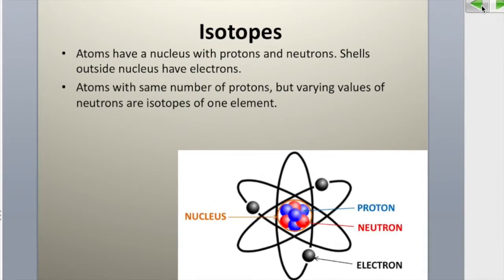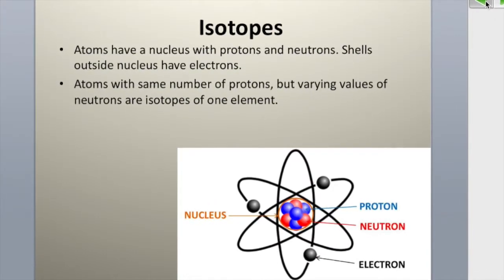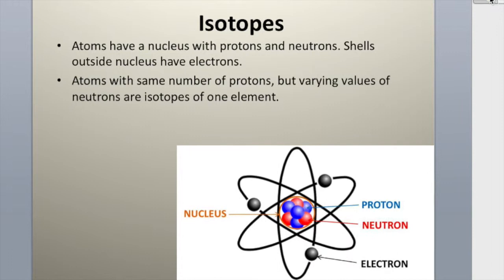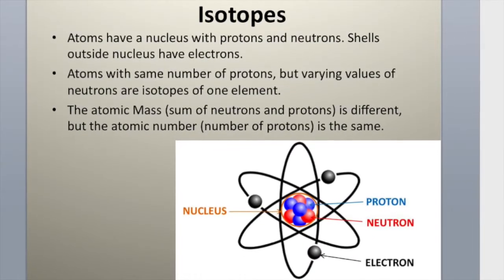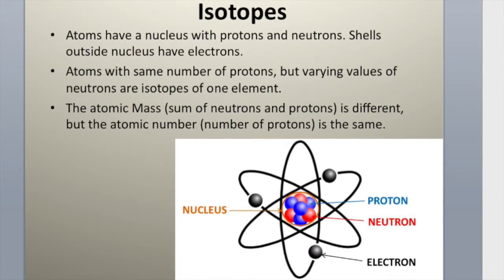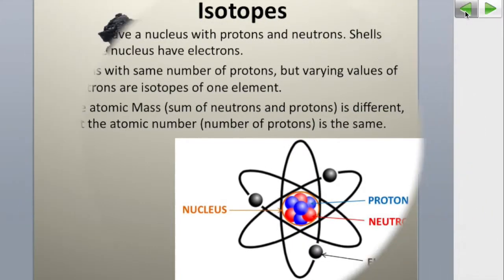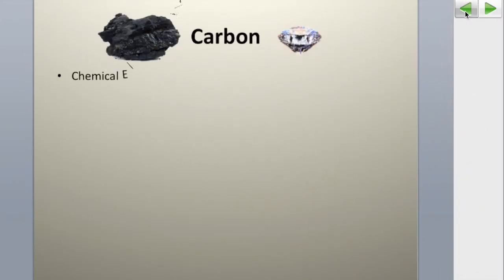Atoms with the same number of protons, but varying values of neutrons, are isotopes of one element. The atomic mass, the sum of neutrons and protons, is different, but the atomic number, the number of protons, is the same. It's a chemical element with an atomic number of 6.